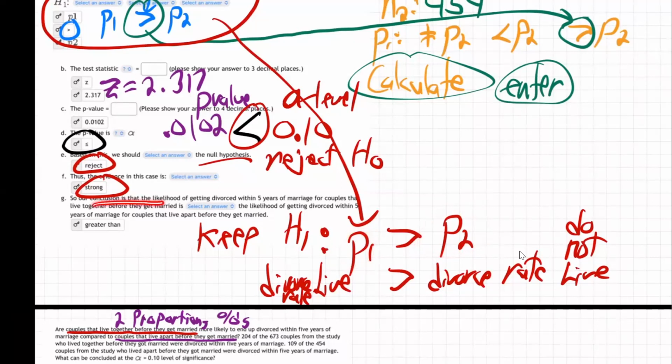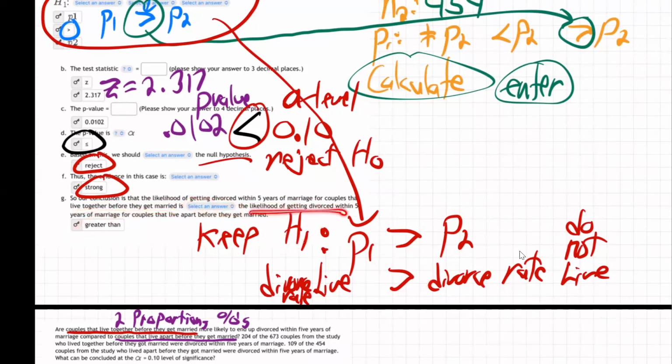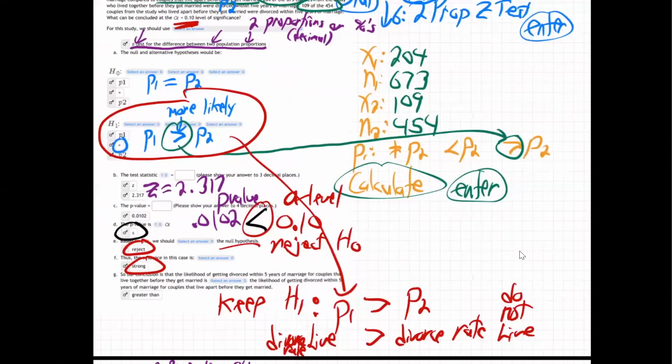So our conclusion is that the likelihood of getting divorced within 5 years of marriage for married couples that live together before they get married is what? Greater than. That's what H1 said. Greater than. That's where the evidence went. Greater than the likelihood of getting divorced for those who live apart. And so there we go.